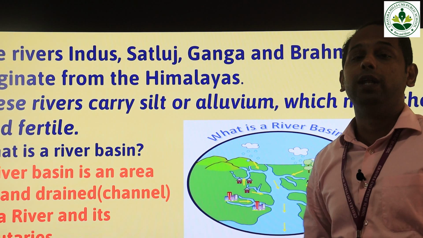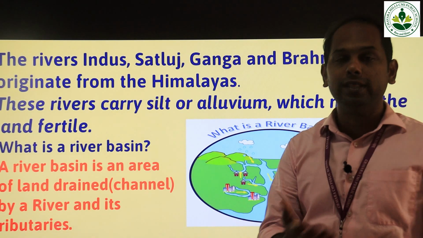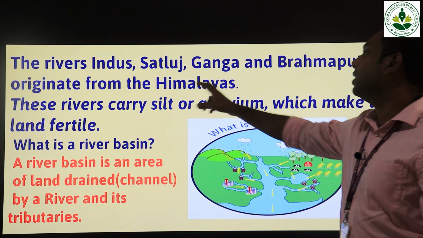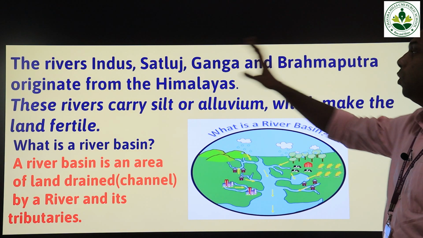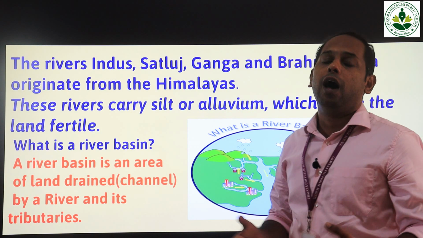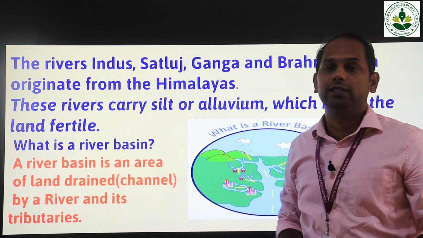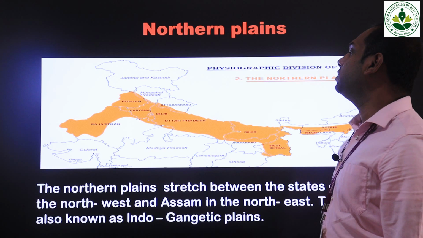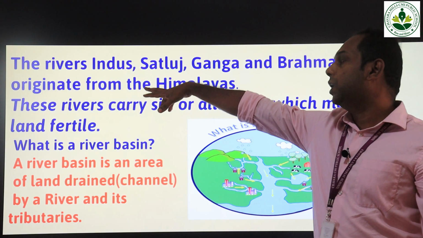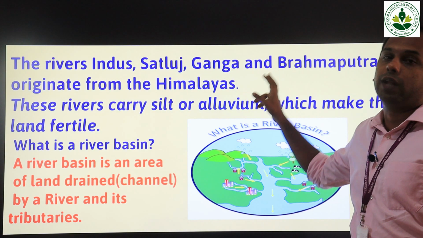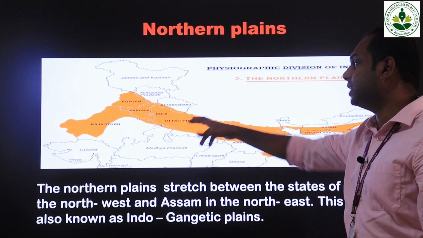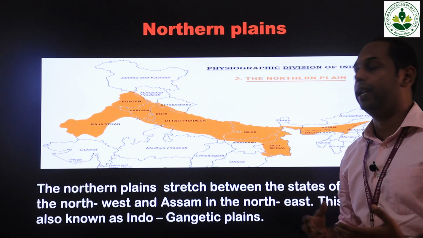Now let's learn which are the major rivers which flow through this Indo-Gangetic plain. The rivers Satluj, Ganga and Brahmaputra originate from the Himalayas. In the previous class we have studied many rivers are originating from the Himalayan mountain ranges, isn't it? So the major rivers which flow through the Indo-Gangetic plains are Indus River, Satluj, Ganga and Brahmaputra. These rivers make this land more fertile. The presence of these rivers makes this land more fertile.